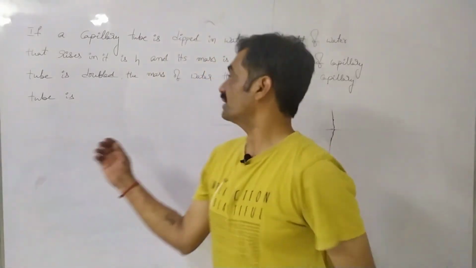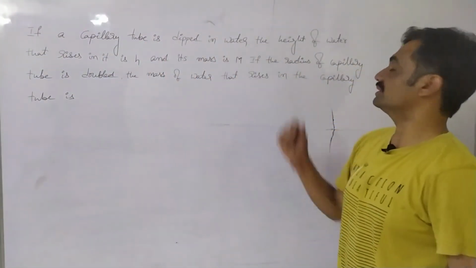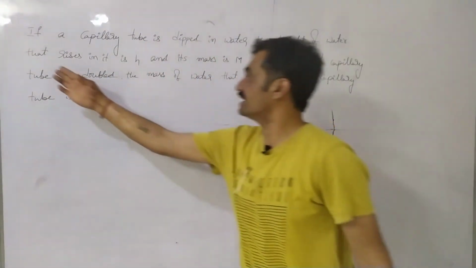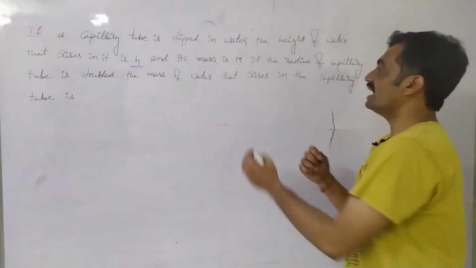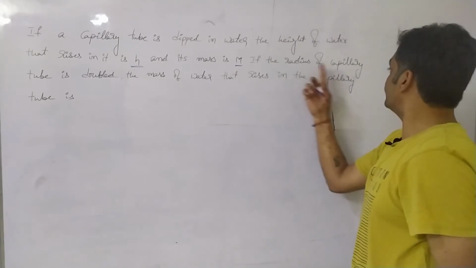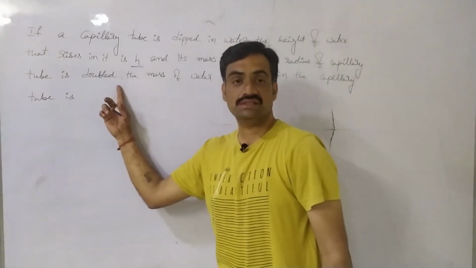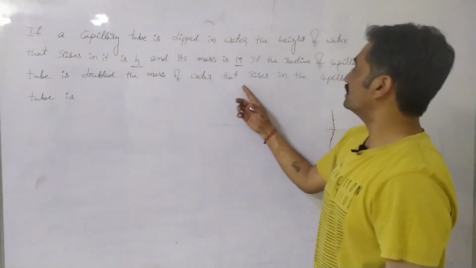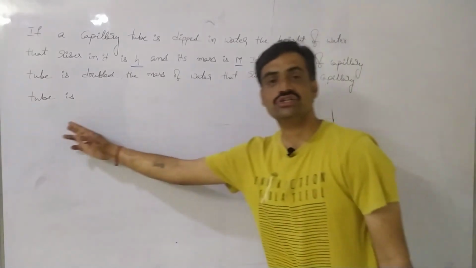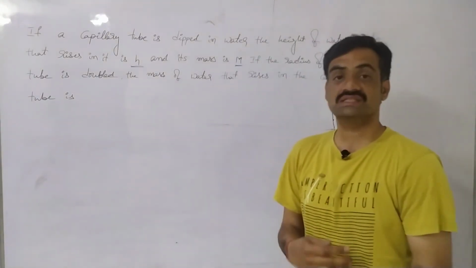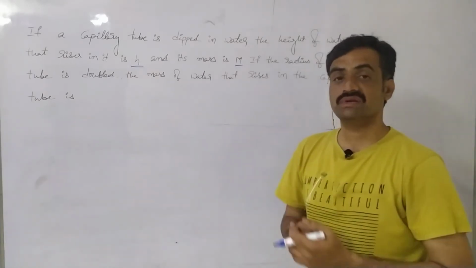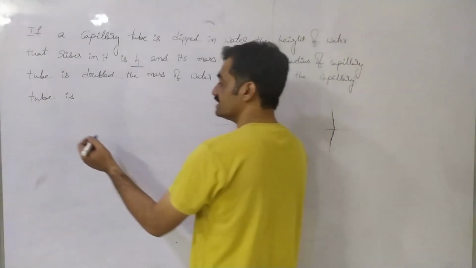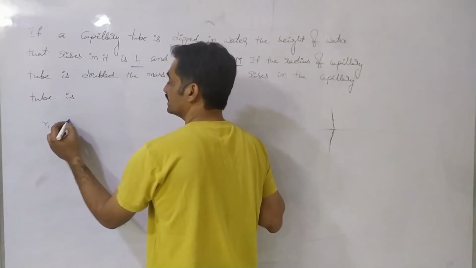Observe the next problem. If a capillary tube is dipped in water, the height of water that rises in it is h and its mass is capital M. If the radius of the capillary tube is doubled, what is the mass of the water that rises in the capillary tube? Now we have to find the mass of the water that has risen in the capillary tube when the radius of the capillary tube has been doubled. Let us consider the radius of the capillary tube is r.